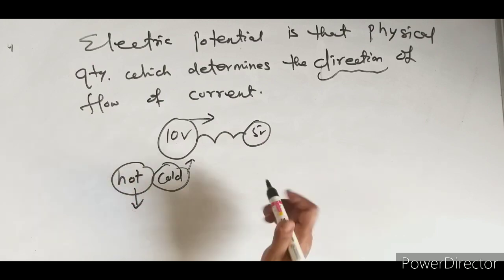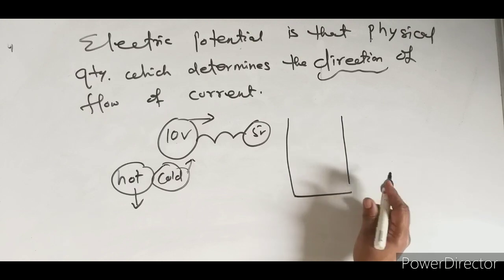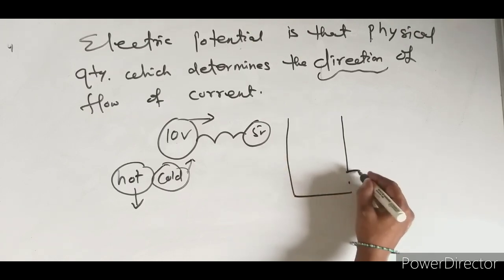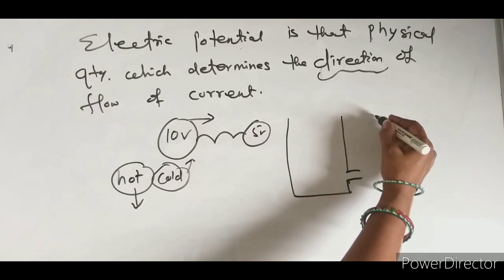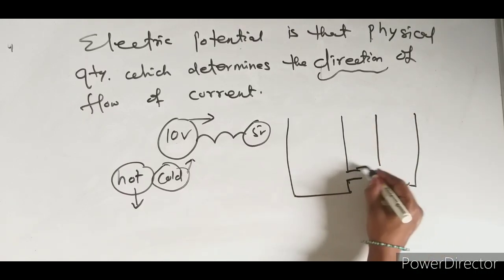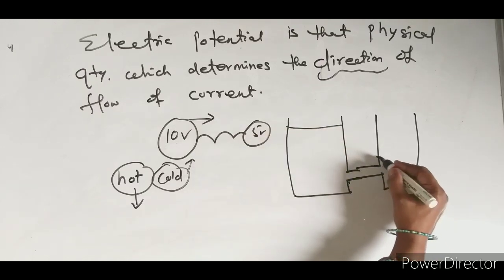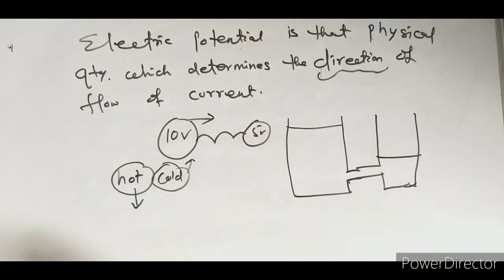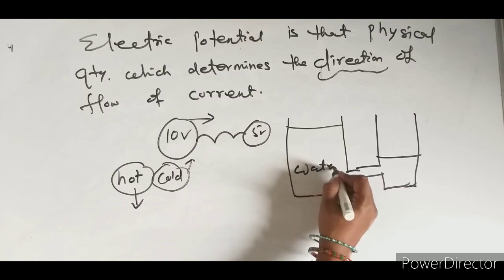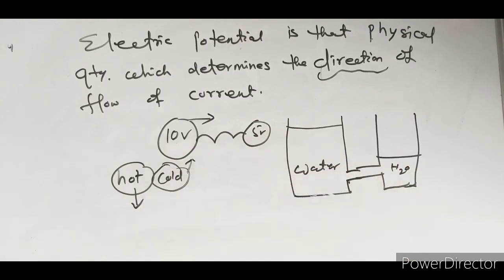Similarly, if we are connecting two containers having water, here it will be like this, and another one will be the same. They are connected to each other. One will be at a higher level, another one at a lower level. So water flows from the higher level to the lower level.